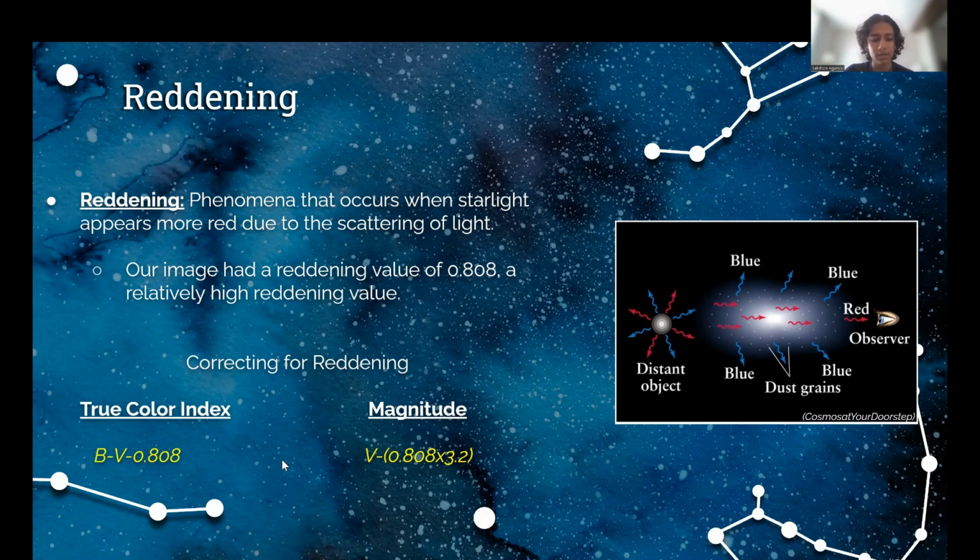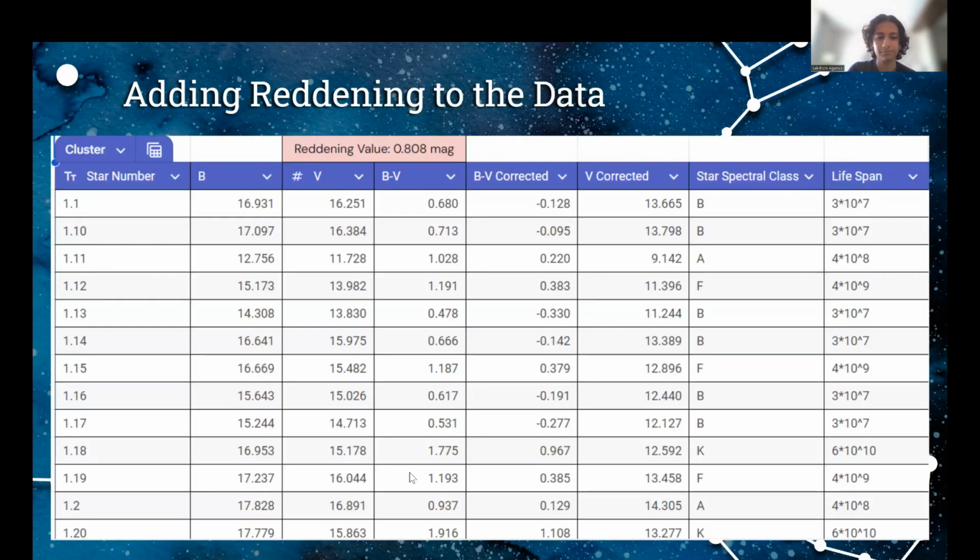And so in order to correct for reddening, we use 2 formulas that are shown below. On the left, we have our true color index, which is our B minus V. And then on the right, we have our magnitude, which is our V filter. So as previously mentioned, we had to correct each star's V and B minus V value for reddening due to the fact that there was an abundance of space dust which can scatter the light emitted from each star. By correcting the V and B minus V values, this gives us our true color index and our magnitude for each star. And as a result of the correcting, we ended up finding that the stars present in NGC 4815 had a very similar color index.